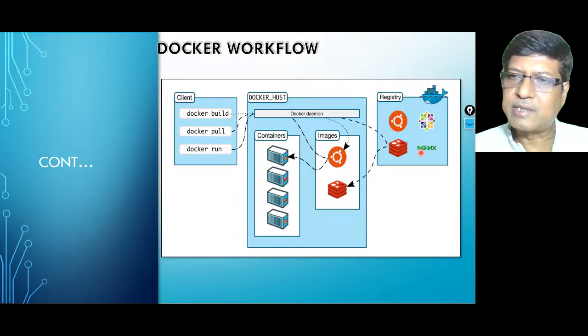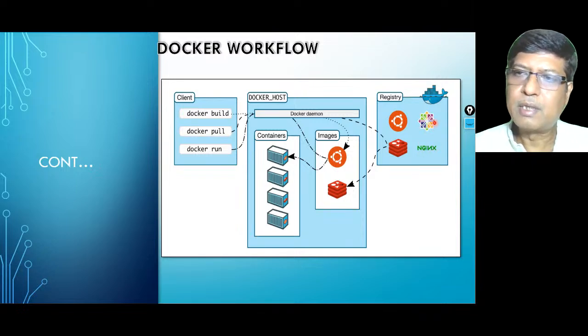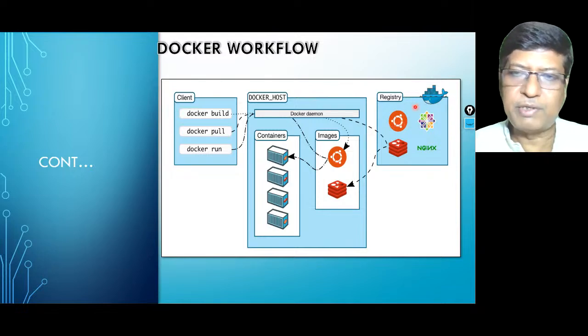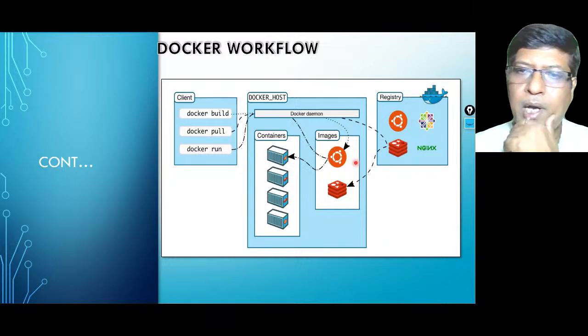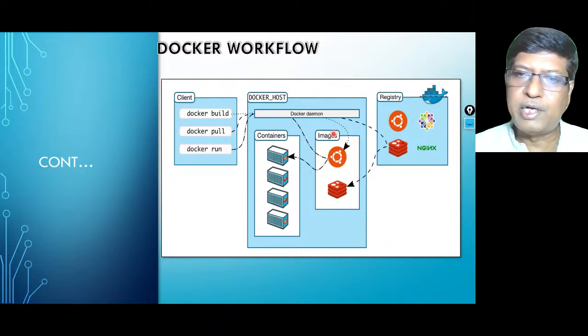This is Nginx. This is, I think, CentOS, another Linux. So you can pull any of these images from the Docker registry, which is Docker Hub. This will come down to your local repository as an image in the local repository. And from that, with one single Docker command, you can put that image into a container.